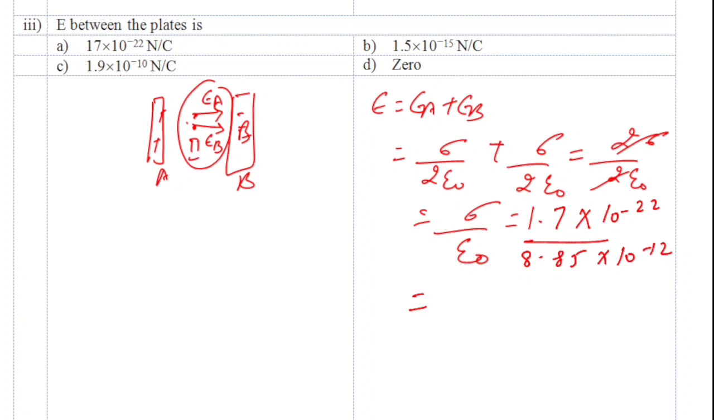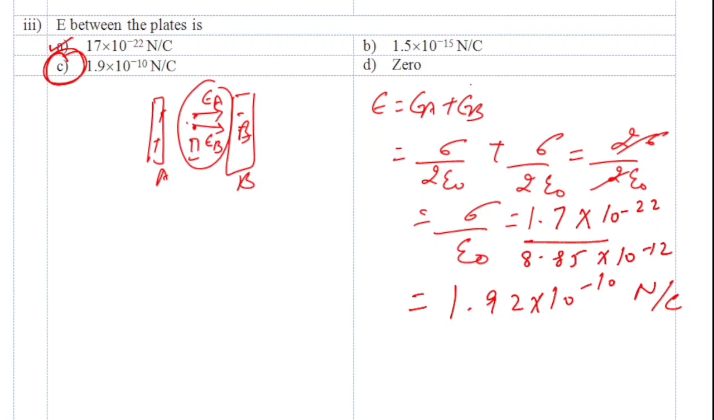Solve it. Pause the video and try to solve it. A, B, C and D, which option is correct? After solving, you get 1.92 into 10 to the power minus 10 Newton per coulomb. Which option is correct? Option number C is correct. 1.9 into 10 to the power minus 10 Newton per coulomb. So in this way you solve this question also.